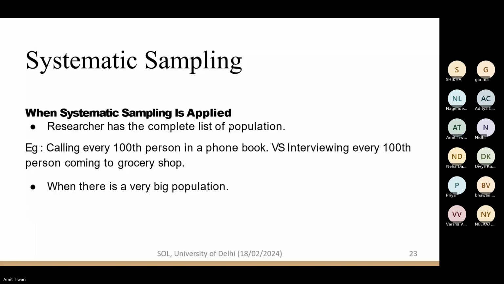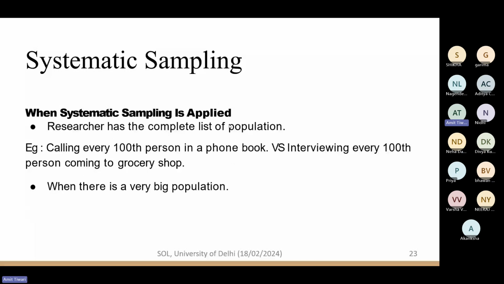In this case also, the researcher should have the complete list of the population. Some examples of systematic random sampling are calling every 100th person in a telephone directory, or interviewing every 100th person coming to a grocery shop. This sampling is used when there is a very big population.